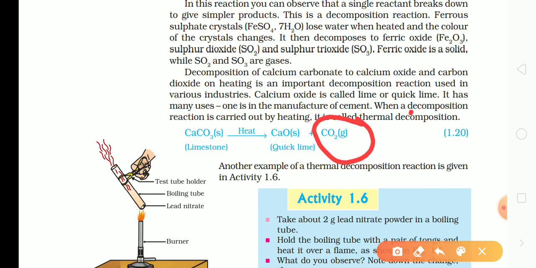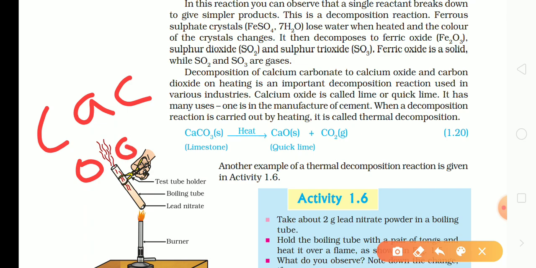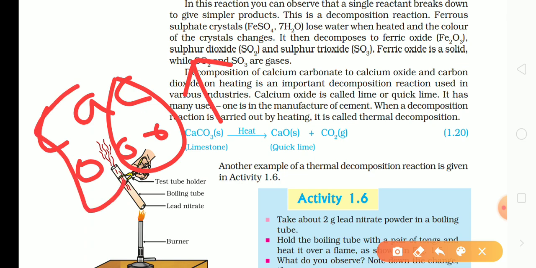And what will remain? Only calcium oxide will remain. So when we heat calcium carbonate or limestone, what will we get? We will get quick lime, or calcium oxide. You can split the reaction: CaCO3 can be split like this, CaO plus CO2. So when CO2 went out, CaO would be remaining, and that is our product.